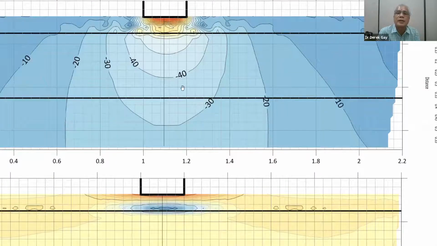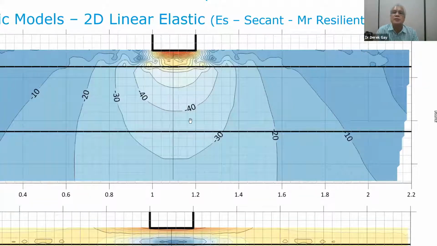And the stresses in the base go all the way down to 35. Now remember this number here, 35 is the stress at the interface of the base and the sub-base, right? And up here we are at 200 to maybe 80 kPa.